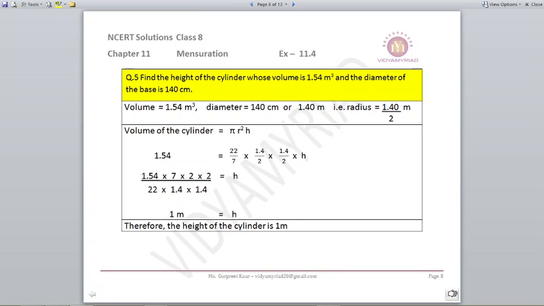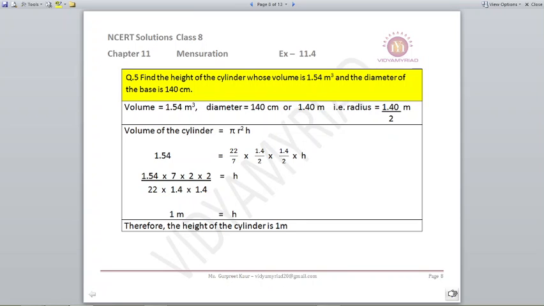Question number 5. Find the height of the cylinder whose volume is 1.54 meter cubes and the diameter of the base is 140 centimeters. Now volume is given to us of a cylinder, 1.54. Diameter is given to us as 140 centimeters. Now see, volume is given in meters, base is given in centimeters. So we need to convert centimeters into meters by dividing it by 100. It comes out to be 1.40 meters.